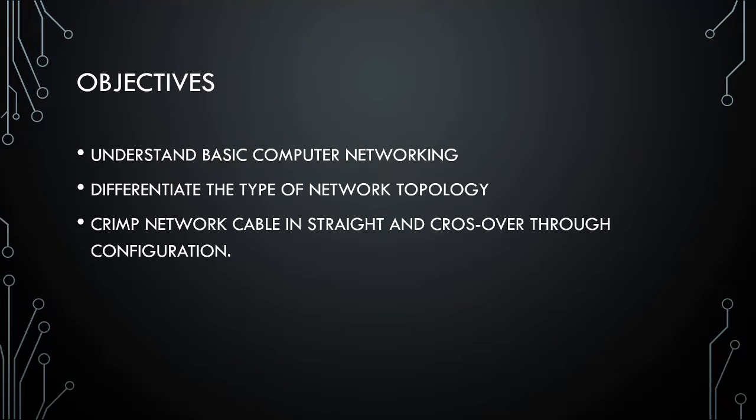In module 4, we have objectives. First objective is you're going to understand basic computer networking. The second objective is you're going to be able to differentiate the types of network topology. And the third objective is you're going to crimp network cable in straight-through and crossover configuration.